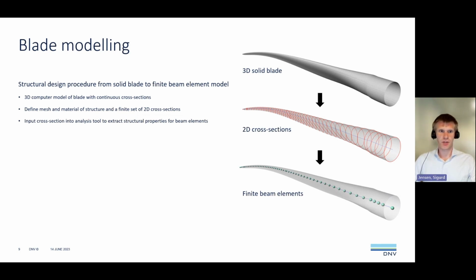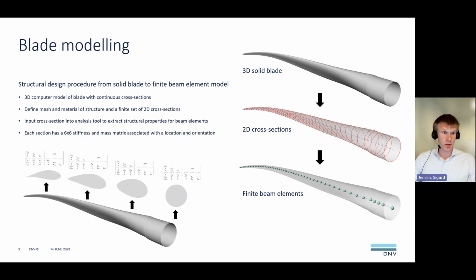So each of these cross sections can then, for example, be input into a cross-sectional analysis tool such as VABS or BKAS to extract the structural properties for the beam elements, which then in turn gives this beam element that is suitable for Bladed. So this means that each section has a unique 6x6 stiffness and mass matrix for each location and orientation.